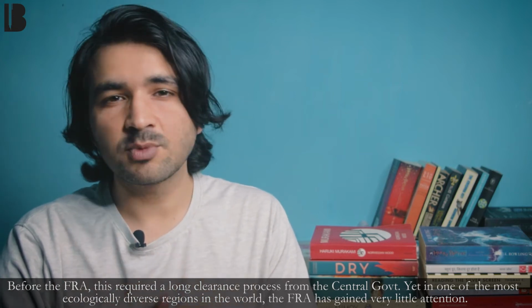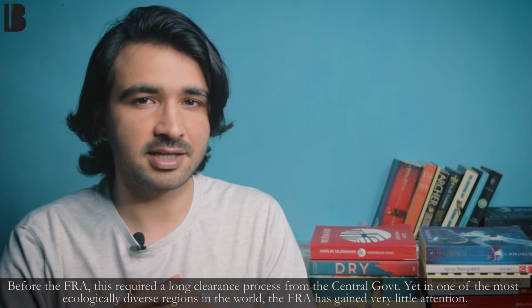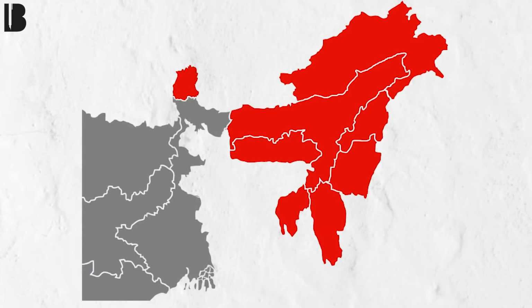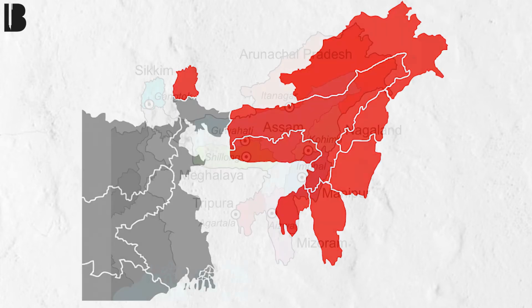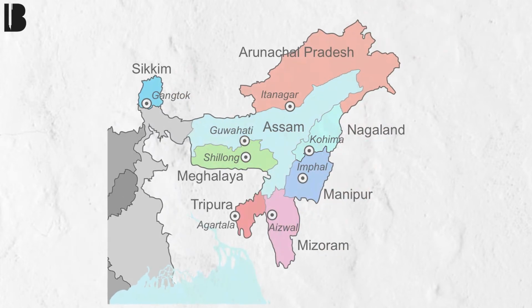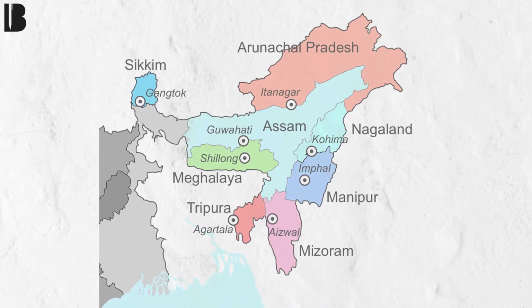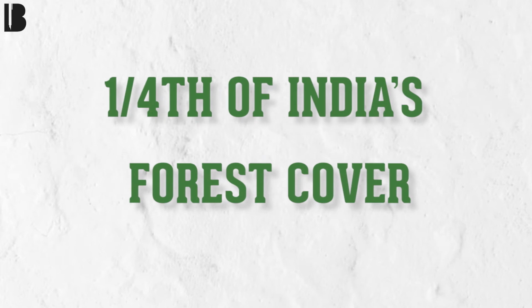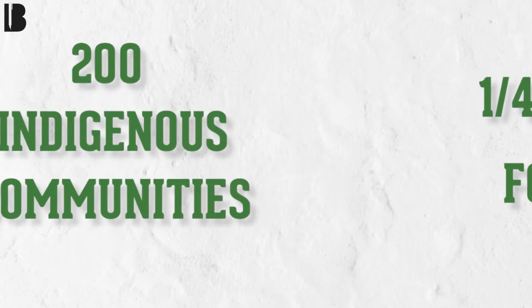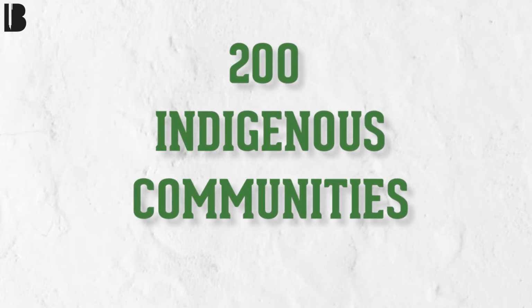Yet, in one of the most ecologically diverse regions in the world, the FRA has gained very little attention. Northeastern India comprises 8 states that are often clubbed together as a single region of the country. Assam, Mizoram, Meghalaya, Arunachal Pradesh, Sikkim, Tripura, Manipur and Nagaland alone contribute to 1/4 of India's forest cover and are home to around 200 indigenous communities.